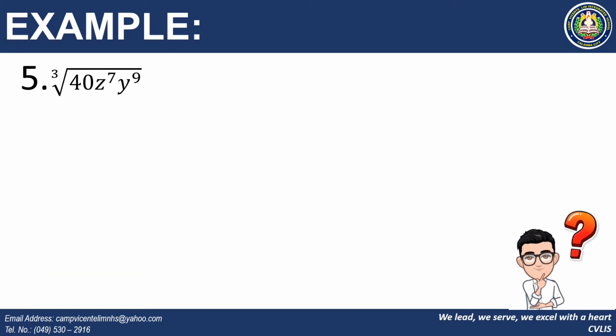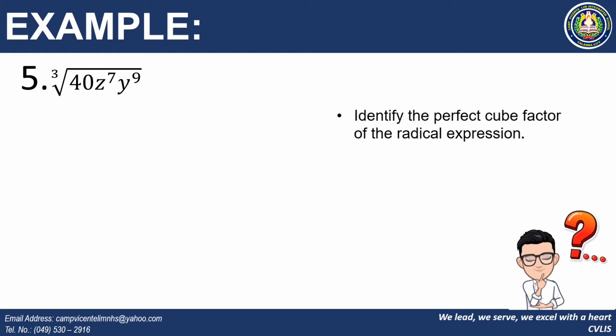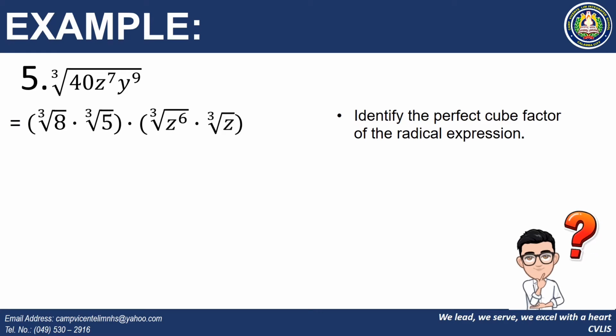Example number 5 is the cube root of 40, z raised to the power of 7, and y raised to the power of 9. The first step is to identify the perfect cube factor of 40, z raised to the power of 7, y raised to the power of 9. For the factors of numerical coefficient 40, we have the cube root of 8 and the cube root of 5. The factors of z raised to the power of 7 are the cube root of z raised to the power of 6 and the cube root of z. Since cube root of y raised to the power of 9 is a perfect nth root, we will just bring it down.